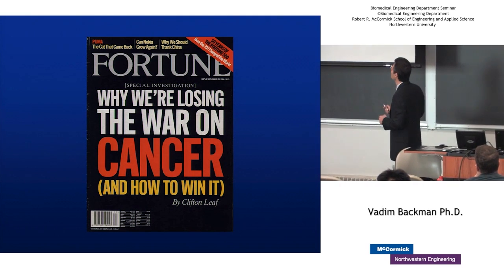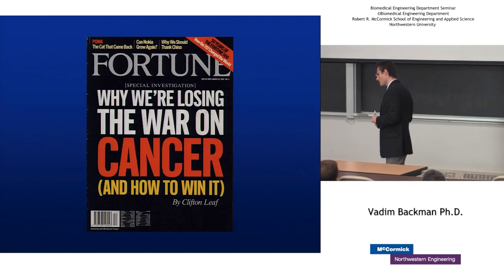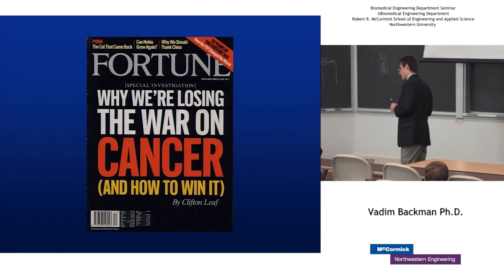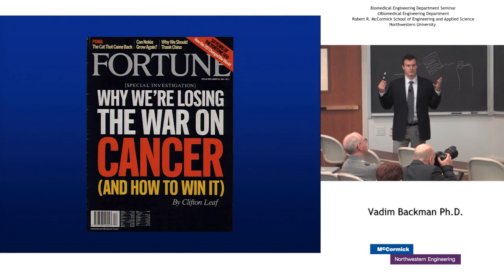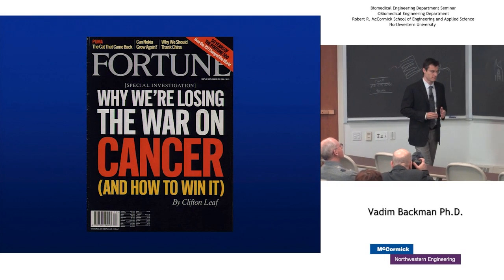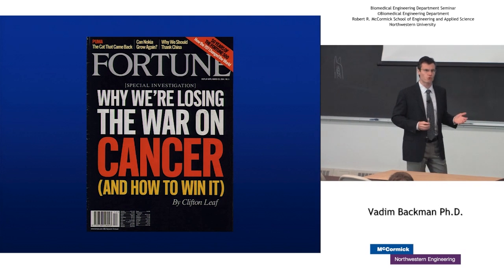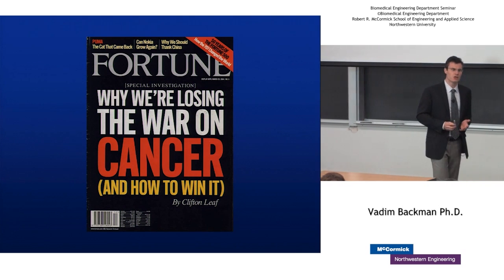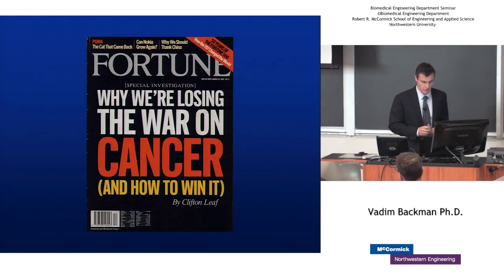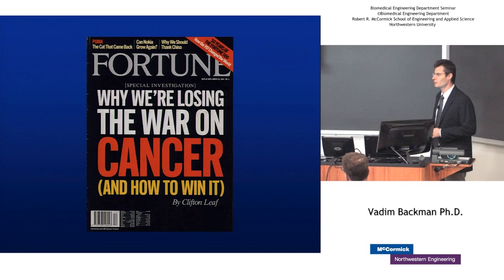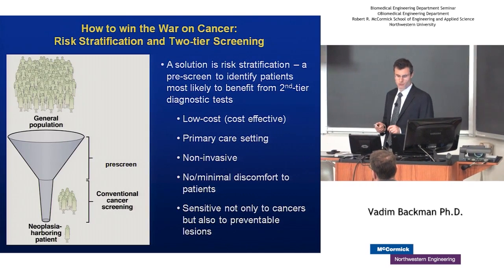This is actually a cover of Fortune magazine a few years ago. I remember at the time of the Reagan administration, the idea was that, what he said is, by the end of my term we would win the war on cancer, right? That's what he said. So we're still fighting, and actually we haven't really made much progress on that. Some progress, but not nearly what we would like to have. So one question is, why is it we're not winning the war on cancer?